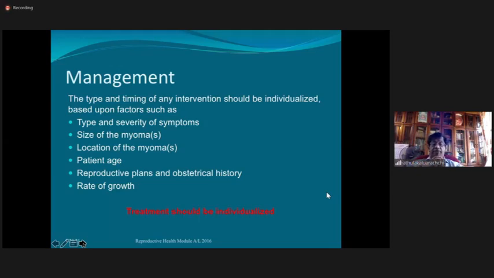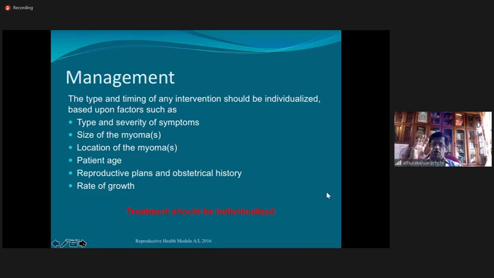Then mostly in younger people, their reproductive wishes are important. When I say reproductive wishes are important, there are two aspects. One is the question of whether the presence of a particular fibroid is making her subfertile or infertile. The second important thing is, if you just go and operate, there are consequences, complications and problems like adhesion formation that can occur.